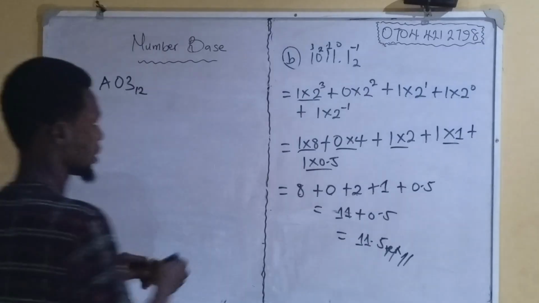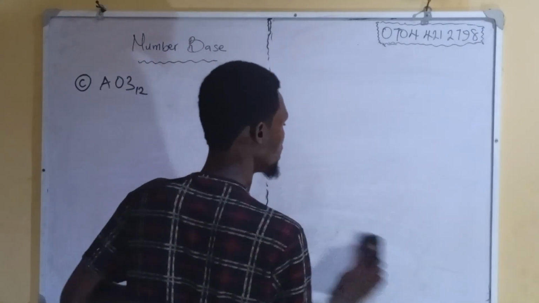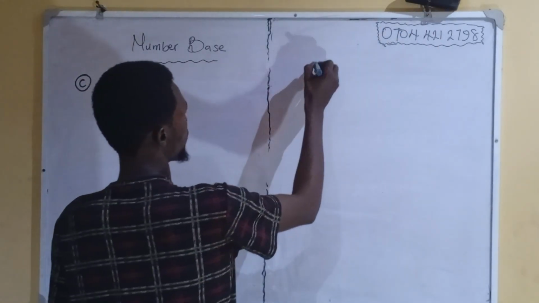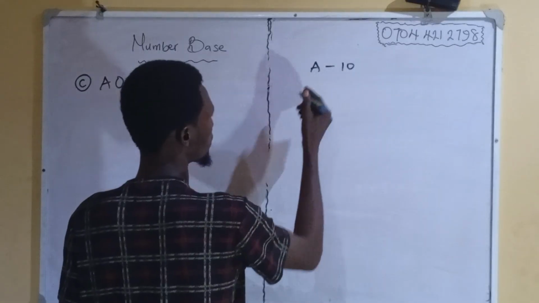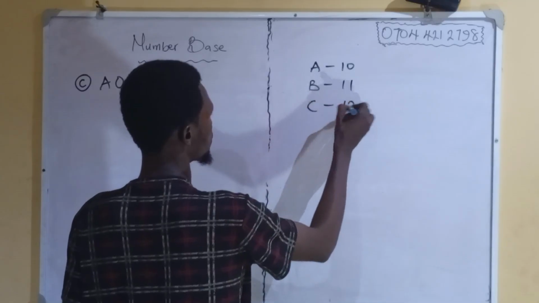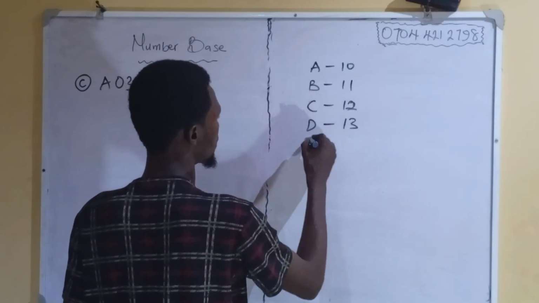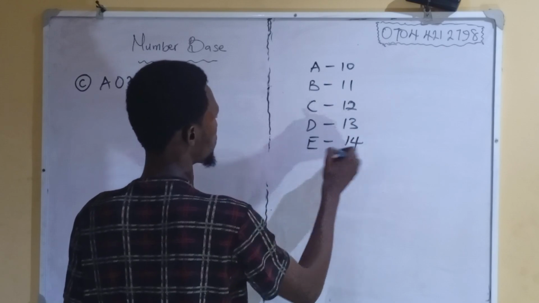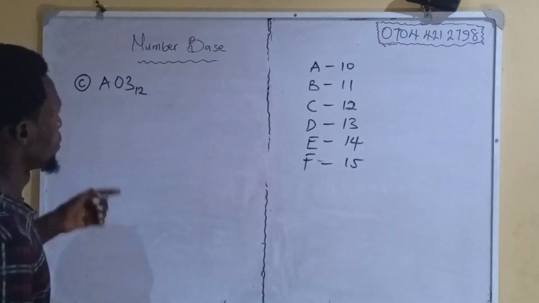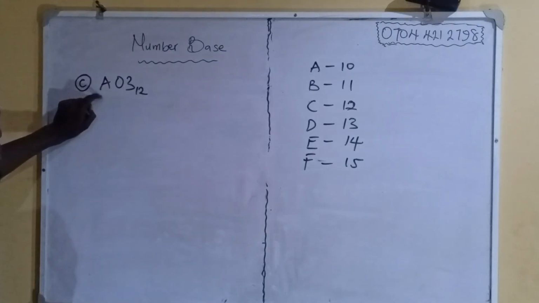And in number bases, any digit greater than 9 is denoted with a letter. So from 10 we have A, then 11, 12, 13, 14, 15, and many more. Okay, so over here, this number here represents 10.